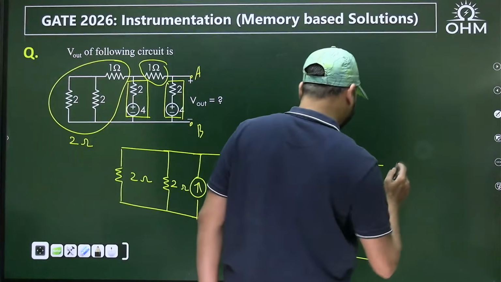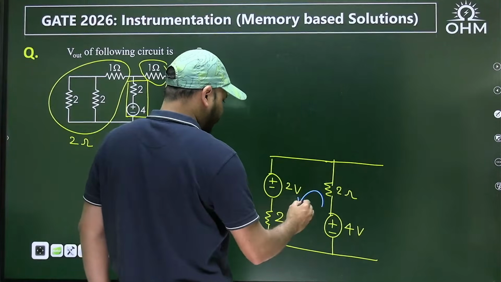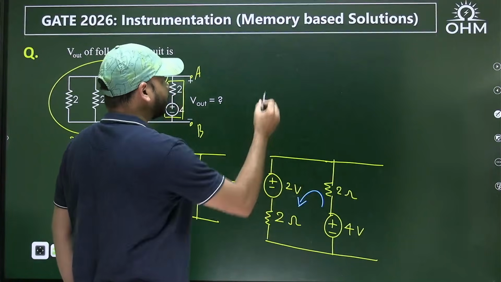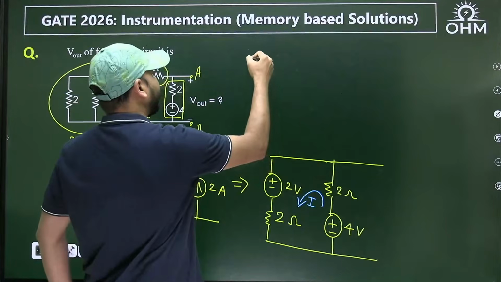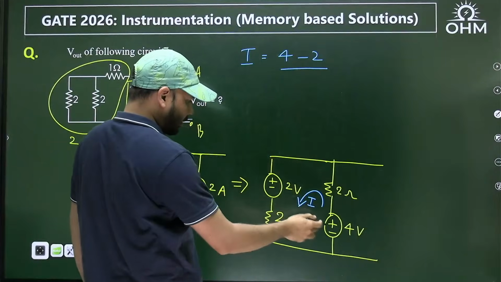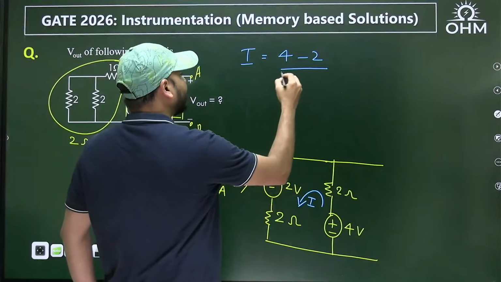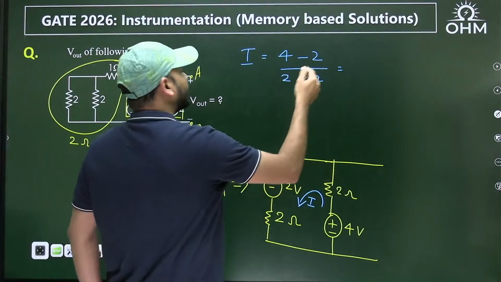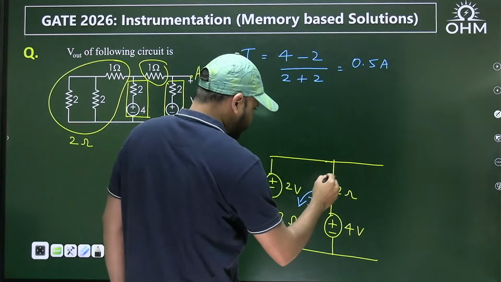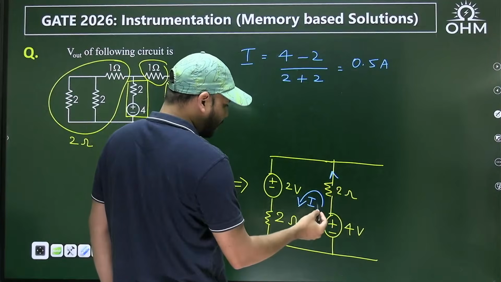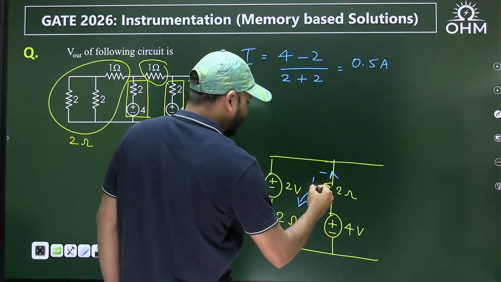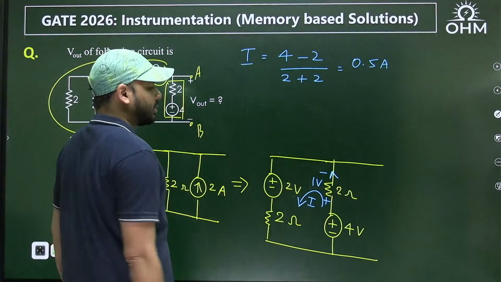Just change the color. So the loop current will definitely flow in this direction. And the value of this loop current will be what? If you call this loop current I, it can be directly written as 4 minus 2 upon 2 plus 2, which is 2 by 4, 0.5 amps. Okay. So through this 2 ohm resistor, 0.5 amps will flow in the upward direction, due to which a voltage drop of 1 volt will appear across this 2 ohms.